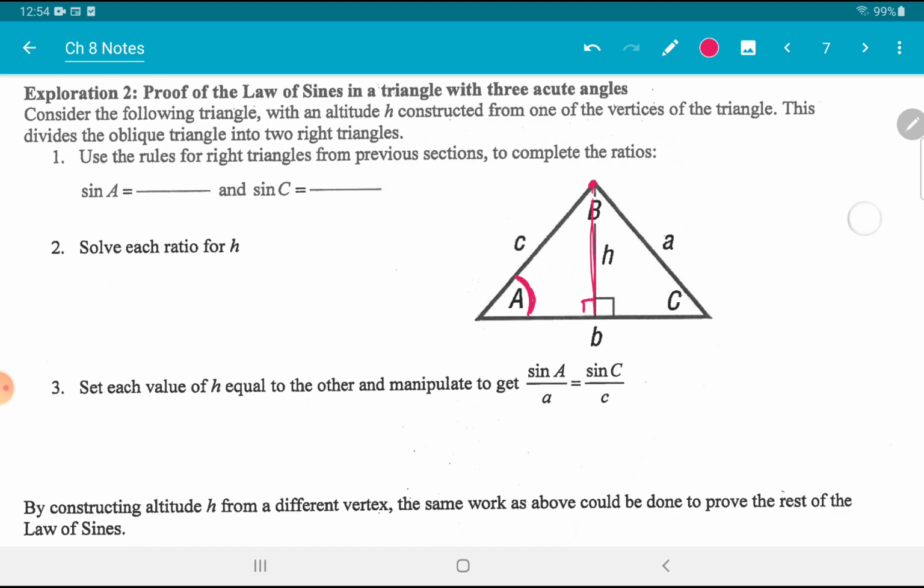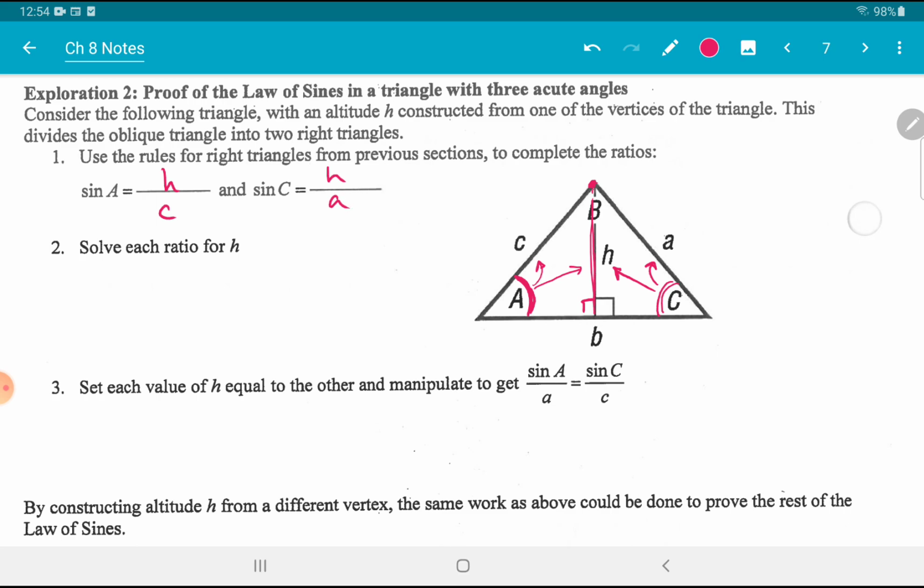If we take a moment and focus on just one angle, let's say angle A, and think about the trig ratios that we already know: sine is opposite over hypotenuse. So sine of A would be h over c. Now if we do the same thing with angle C, sine of C is again opposite over hypotenuse, which in that case would be h over a.